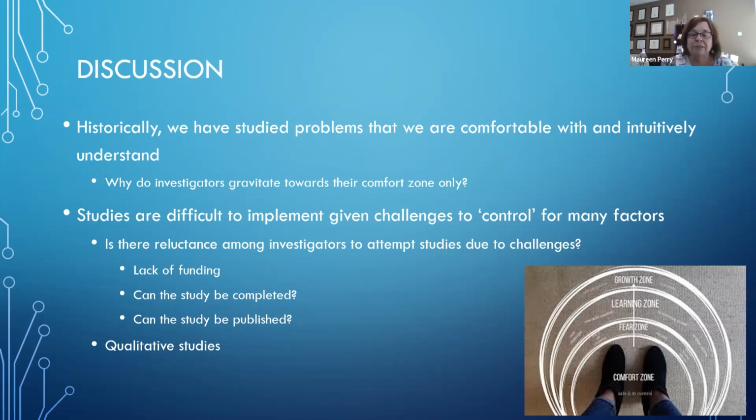How do we get the funding? So now NIH and some other people are giving us more, people are realizing this is a population that needs to be studied, that deserves to be in big studies. And can the study be completed? And then can the study be published? If you find this stuff out, where are we going to publish this? Are there journals that are willing to publish on these special populations?